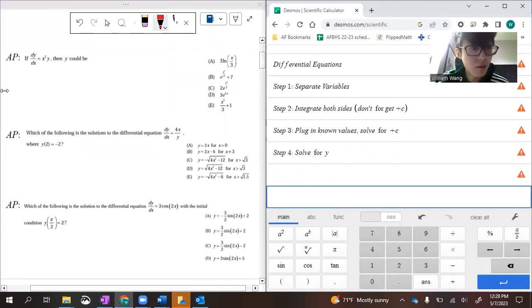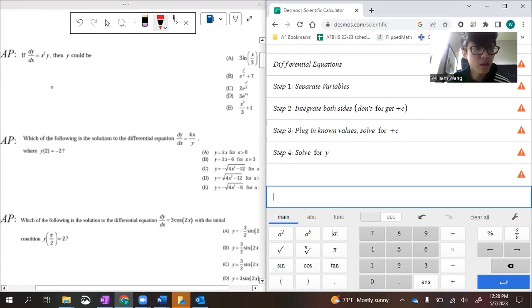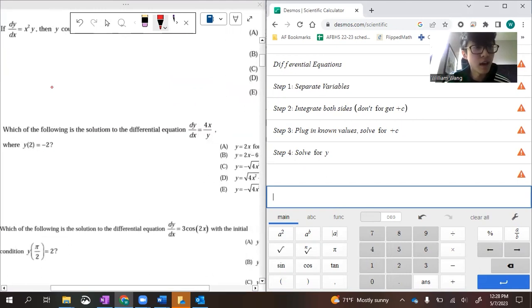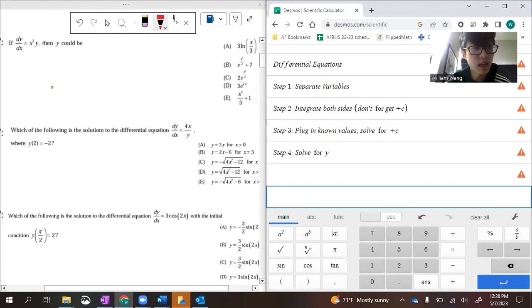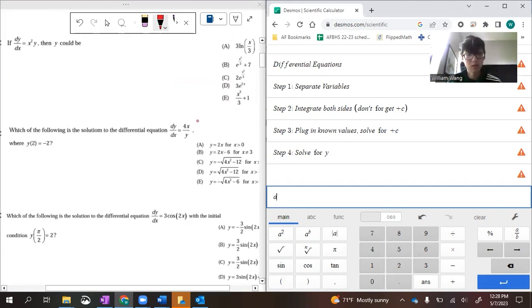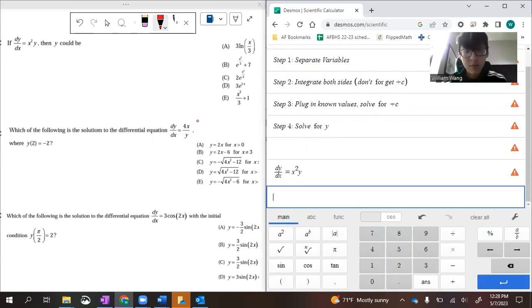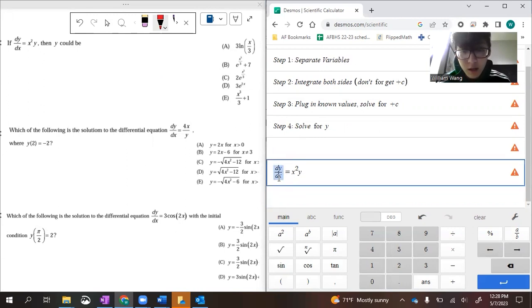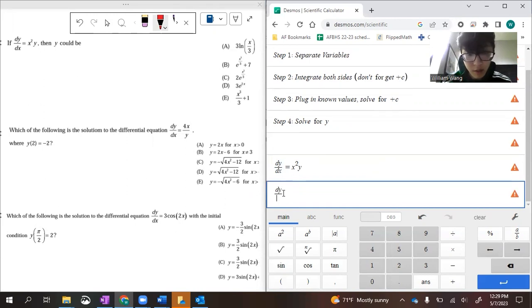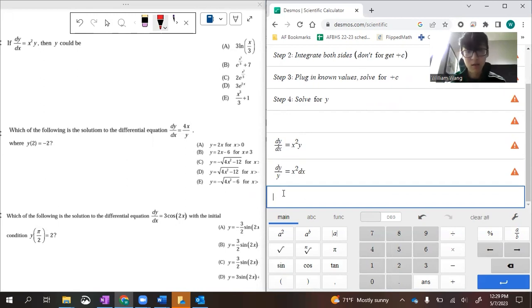Step 1, separate variables. So I'm going to look at this first question right here, and it is if dy over dx equals x squared times y, then y could be what? Okay, so dy over dx is equal to x squared y. Well, then let's separate the variables. So I'm going to move the dx to the right side and the y to the left side. That turns into dy divided by y is equal to x squared dx. Cool.